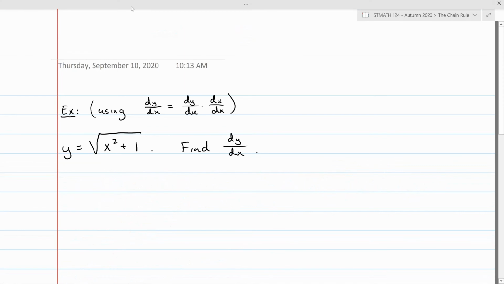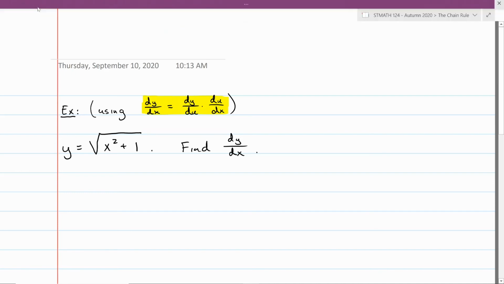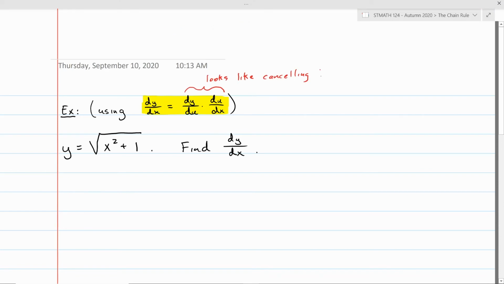I want to do another example where I really make a big deal out of identifying different variables. And this time we're going to use the other formulation for the chain rule, the one that says dy/dx equals dy/du times du/dx. Now you may notice in that formula that it looks like fractions are canceling. It looks like you could cancel the du's, right?